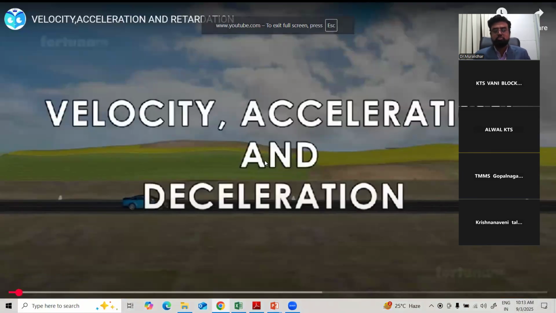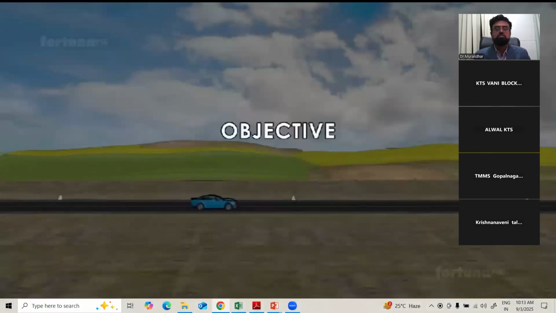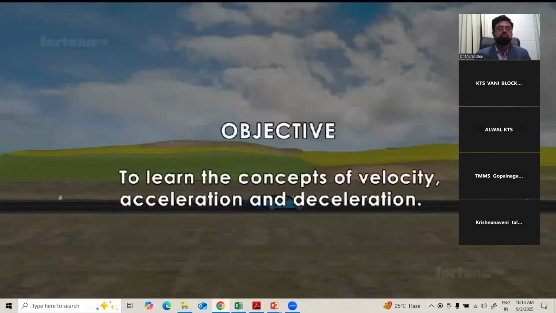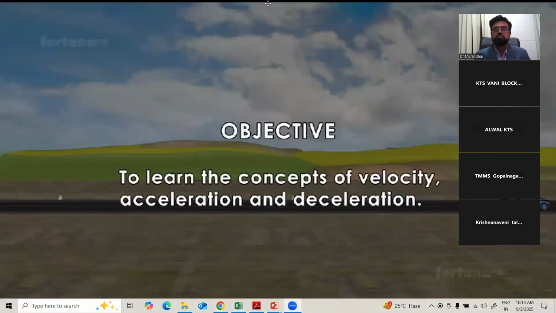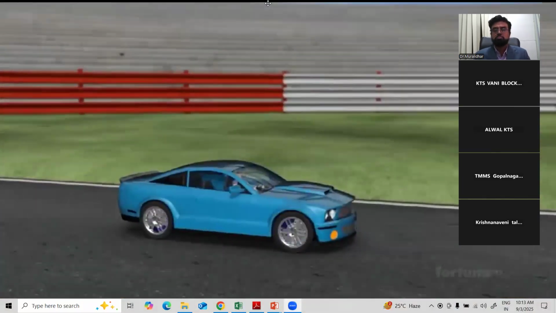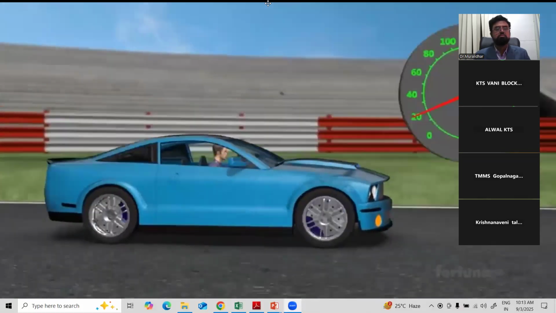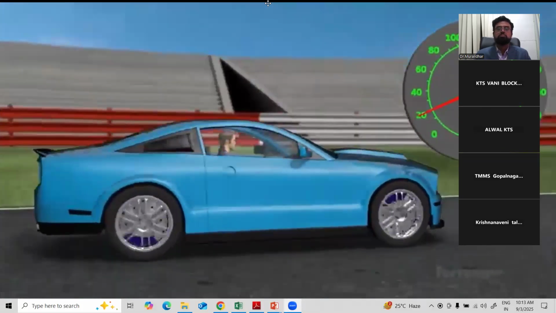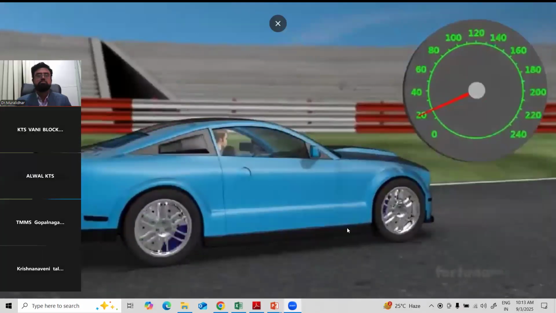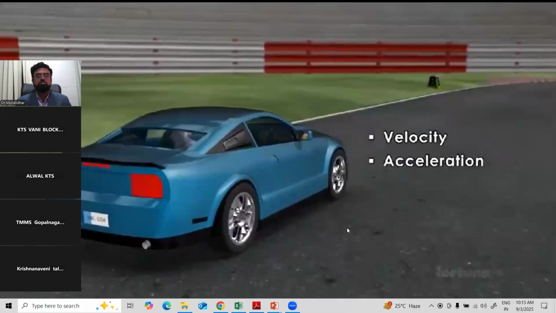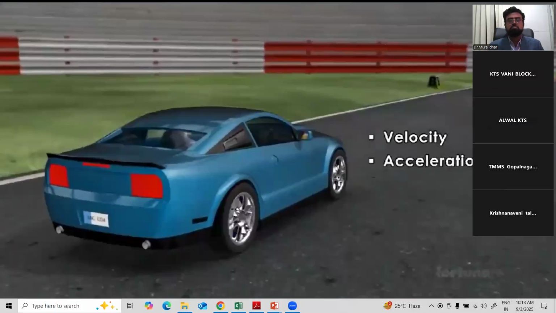Acceleration and deceleration. Objective: to learn the concepts of velocity, acceleration and deceleration. In another session, we look at the concept of speed. In this session, we will learn about the concepts associated to speed, velocity, acceleration, and deceleration.